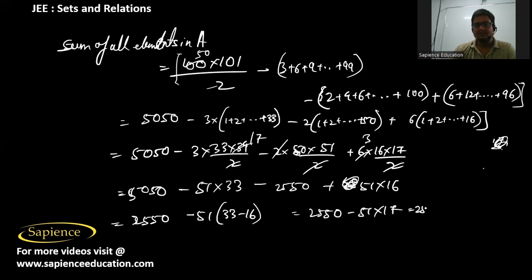So that is 2550 minus 17 ones are 17, 17 5s are 85, so 867. So 2550 minus 867. So that is 1683.